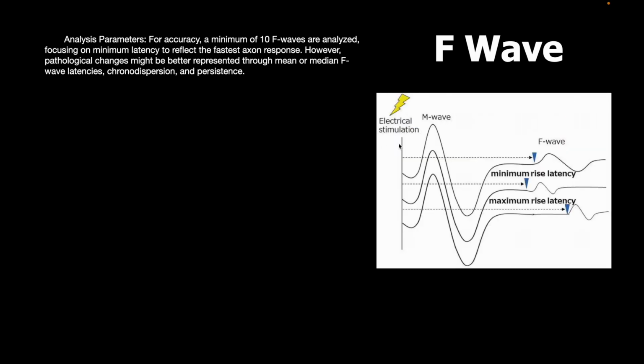So here, as you can see, there is an electrical signal. First you get the M wave and later on you get an F wave. So there is a minimum latency, there is a maximum latency, and what we try to calculate is the median one. Now the accuracy: a minimum of 10 F waves are analyzed, focusing on the minimum latency to reflect the fastest axon. However, pathological changes might be better represented by the mean or the median F latencies.